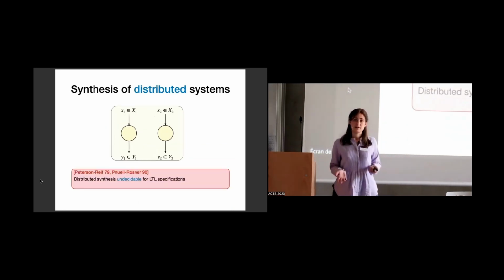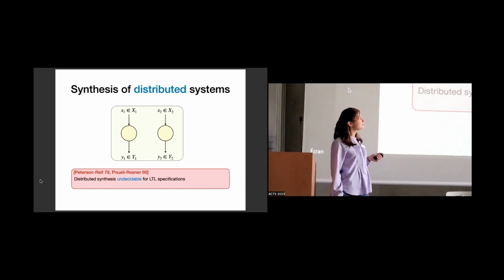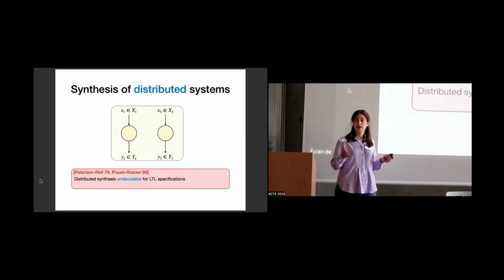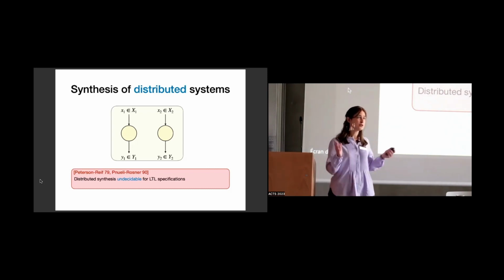So this problem is undecidable. It is undecidable because of this architecture, where the 2 processes do not communicate at all. It's known since Pnueli and Rosner, but they based their work on distributed multiplayer games from Peterson and Reif in '79. And even for LTL specifications, you cannot decide, because of this kind of architecture where the two processes do not communicate at all.